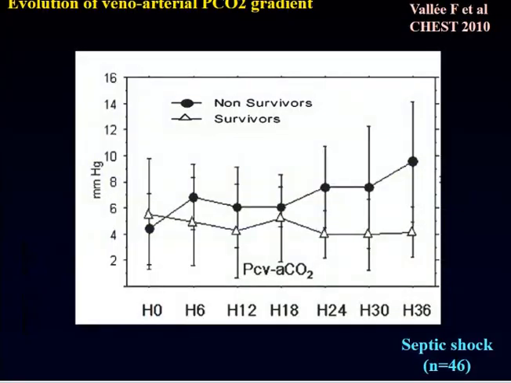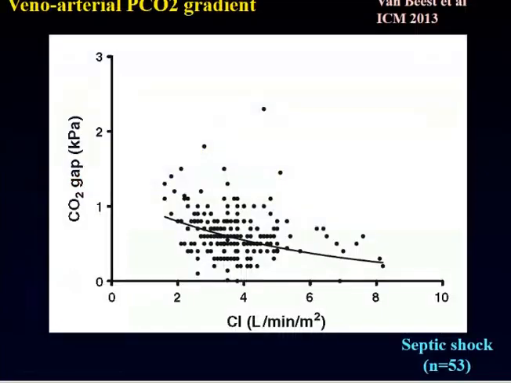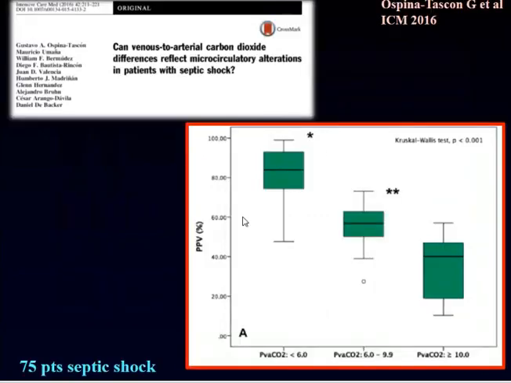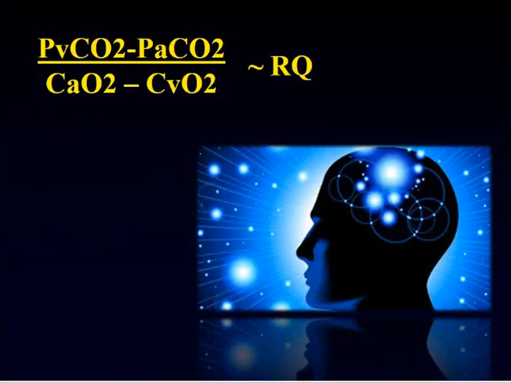PVCO2 variables, we covered this several times. Is it just flow? Is it anaerobic metabolism? It can be both, and this is really the problem. It is inversely related with cardiac index. It is also inversely related to microvascular perfusion. So as such, it is a very good marker of perfusion. But the question is, can we really take this as a marker of hypoxia? And probably not. And for this, we need something a little bit more elaborate.